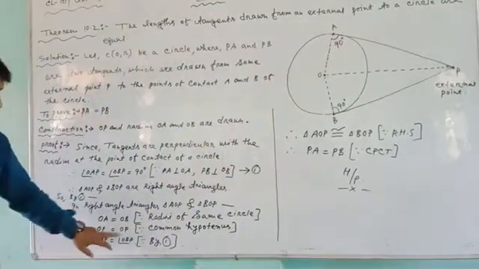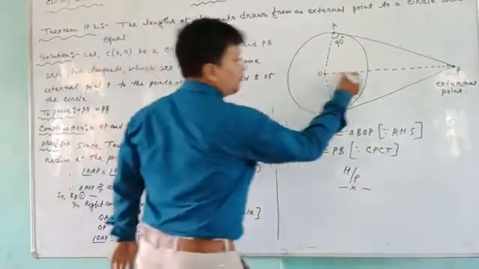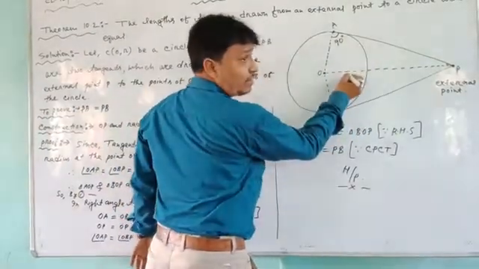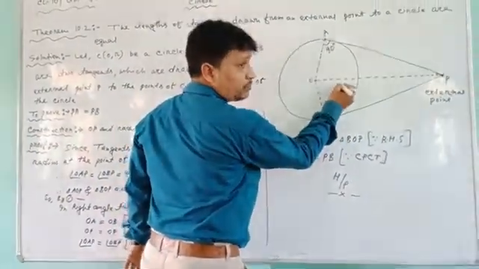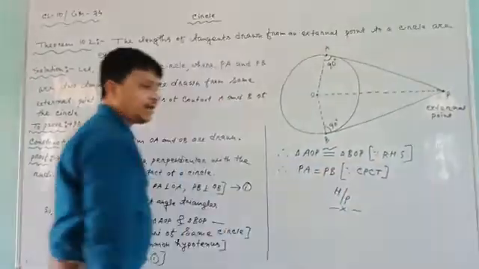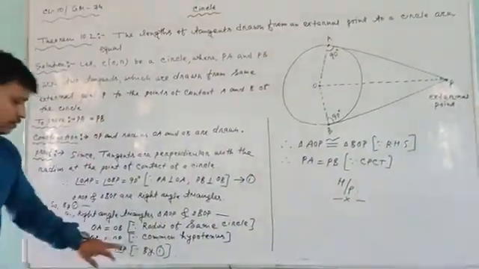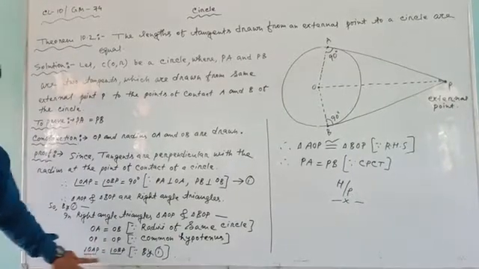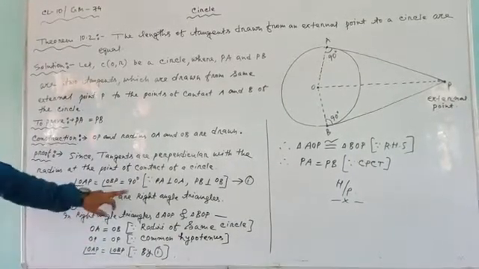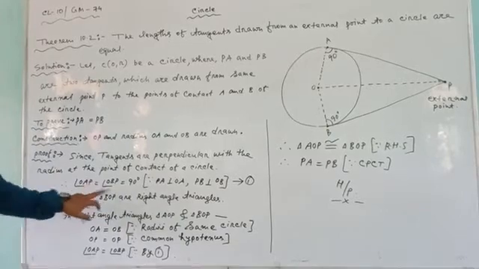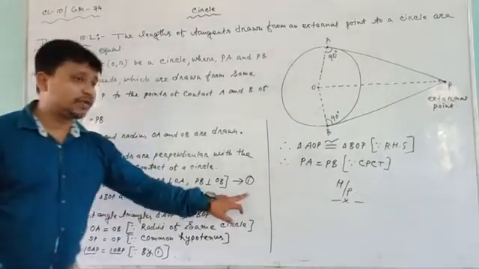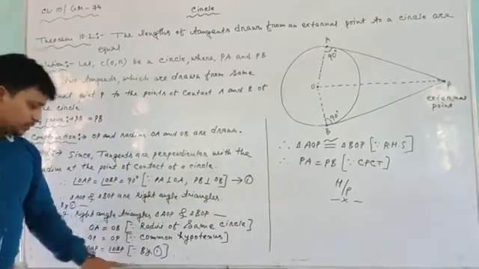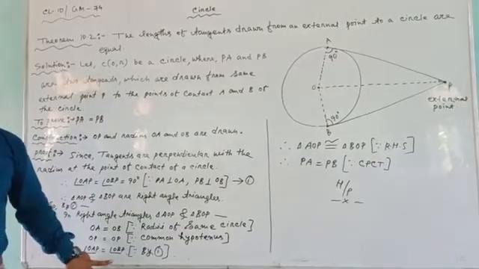Then write OP equal to OP. OP is opposite to the 90 degree angle, or not? OP is opposite to the 90 degree angle, so it is the common hypotenuse. Then angle OAP equal to angle OBP, because this triangle's 90 degree angle we have already proved. See, angle OAP equal to angle OBP equal to 90 degrees in statement number 1. So again we are using this statement here for proving congruency.